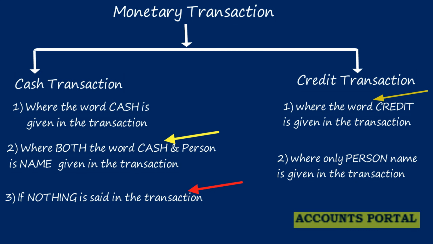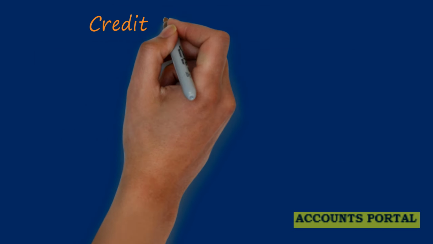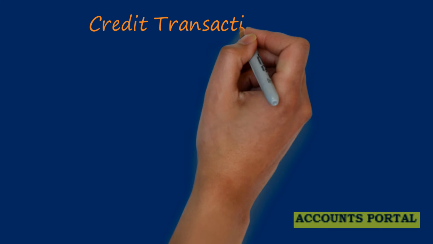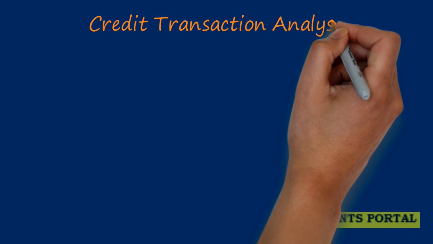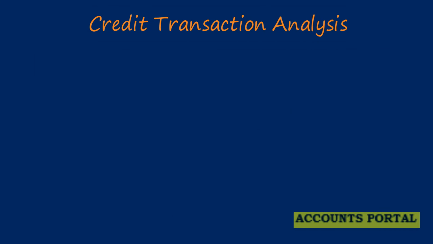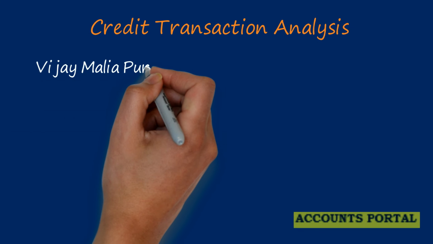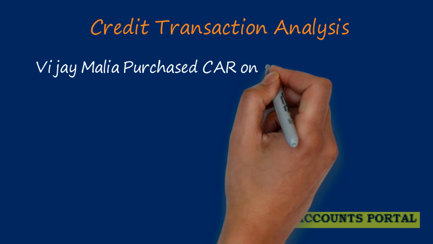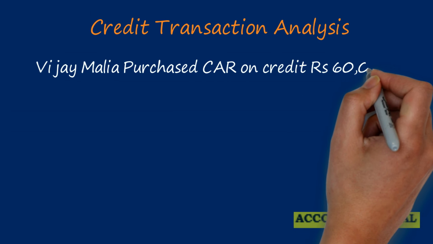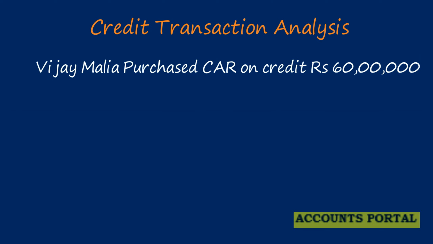Possibility number 1, where the word credit is given in the transaction. Credit transaction analysis. Here there are two possibilities. One is the word credit or only person name is given in the transaction. It will be treated as credit transaction. Example: Vijay Mallya purchased a car on credit, rupees 60 lakhs. Here the word credit is given in the transaction. It will be treated as credit transaction.